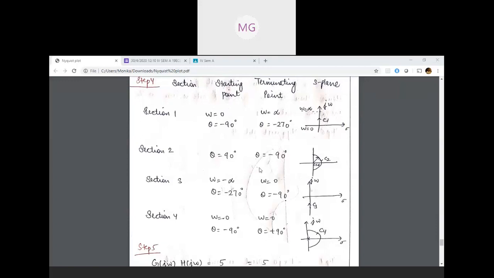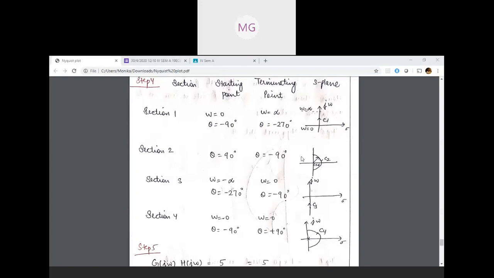Now the second section, it is minus 90 minus 90. It becomes minus 180. Okay. I told you minus 180 means you will take 180 degree and minus means in clockwise direction, right? So you will take from here 90 degree plus 90 degree, 180 degree in clockwise direction. This is your second section.